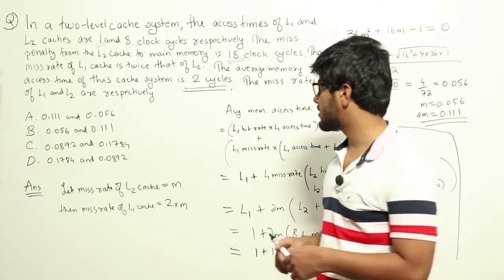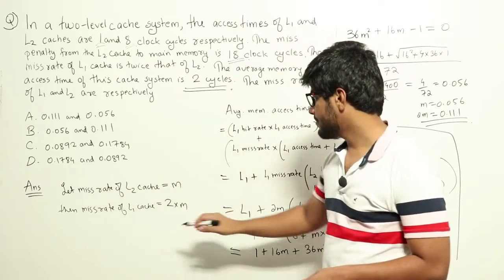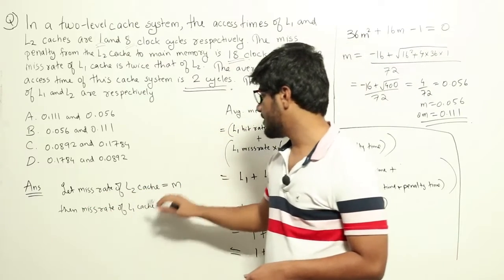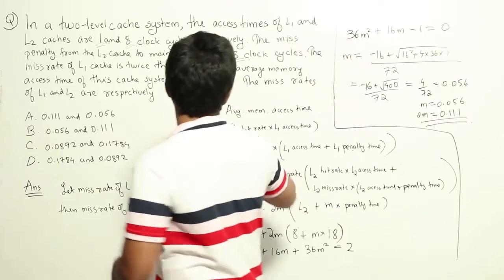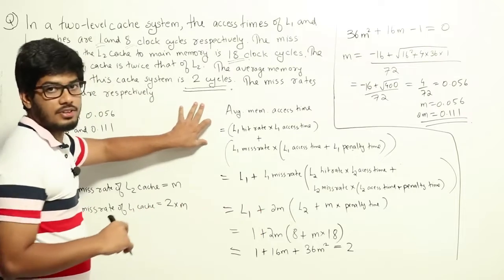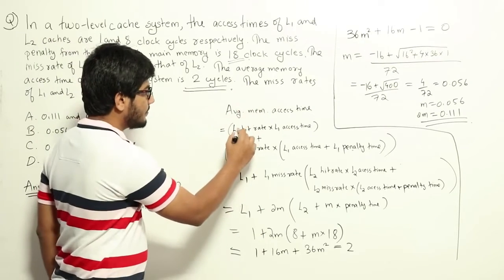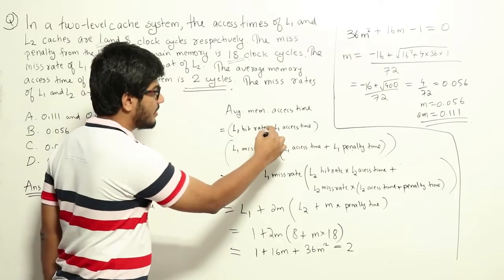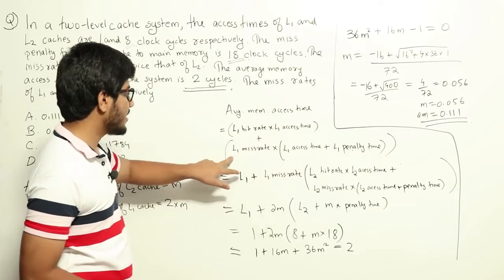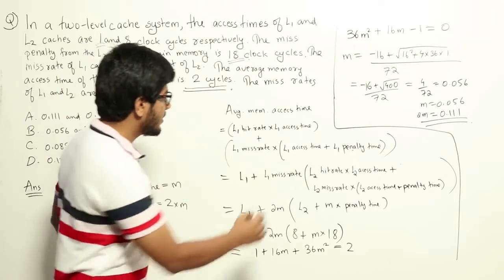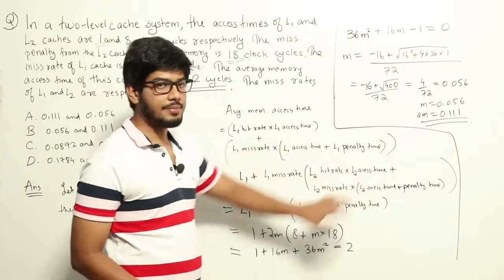So let's try to solve this question. Suppose the miss rate of L2 cache equals m, then the miss rate of L1 cache will be 2 times m, that will be 2m. Now we have been given the average memory access time in this question. So the formula for average memory access time will be L1 cache's hit rate into access time for L1, plus L1 cache miss rate into again L1's access time we need to add, plus L1's penalty time.